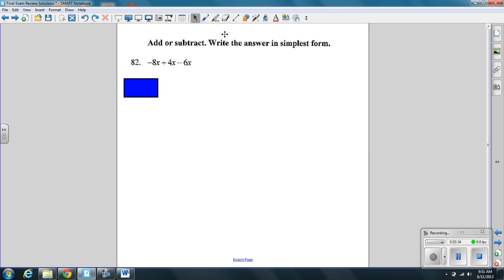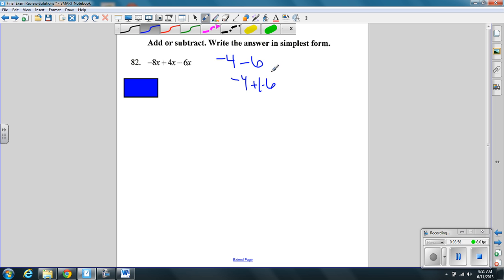82, add or subtract. Write your answer in simplest form. Since all of these are coefficients, we're unable to get an actual solution. So what we're going to do is just take -8, add 4 to get -4, and then subtract 6. And those of you who are still struggling with your integers, -4 minus 6 is -4 plus -6, which gives us a final answer of -10x.